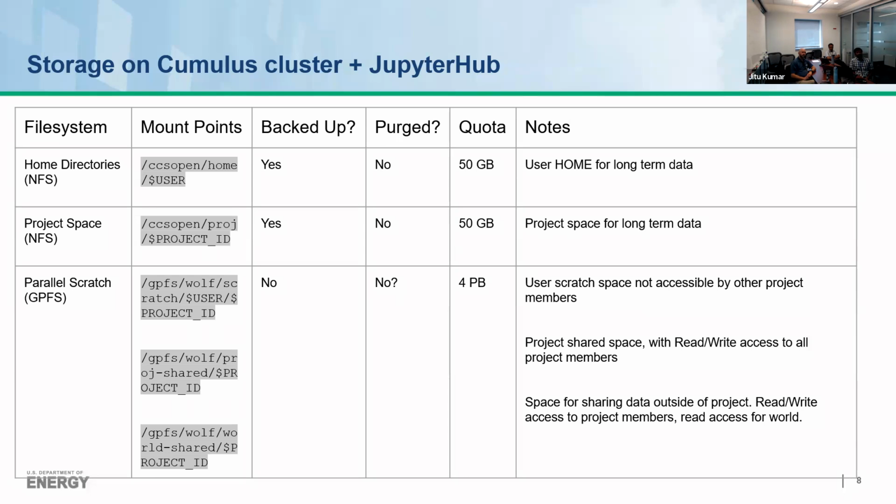There are 3 different mount points available within GPFS file storage. The first one is a scratch space, which is specific to you for that specific project. You have read and write access, and by default, file permissions are closed just for you. So no one else can see the files or write to them.